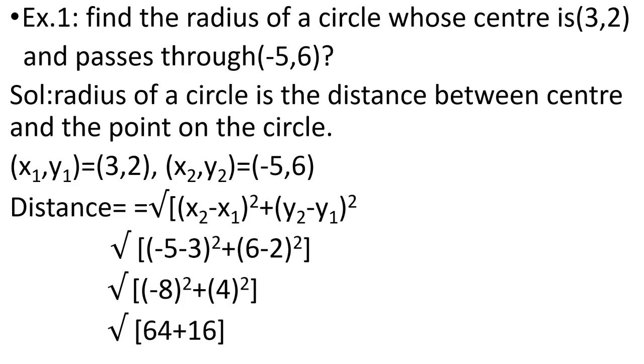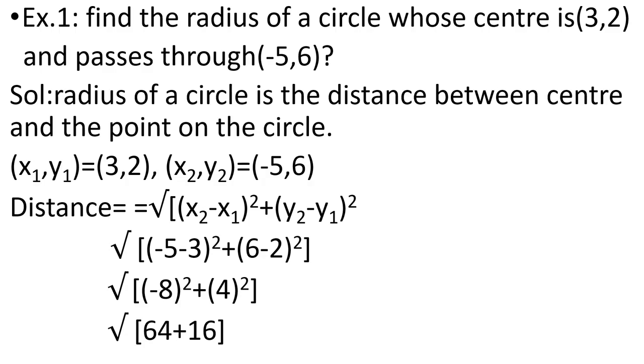Now let us see with an example. Find the radius of a circle whose center is 3, 2 and passes through minus 5, 6. So radius of a circle is the distance between center and the point on the circle. So x1, y1 is 3, 2 and x2, y2 is minus 5, 6. So if we find the distance between these 2 points, it gives the radius of the circle.